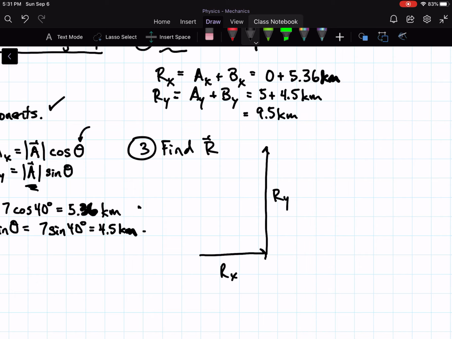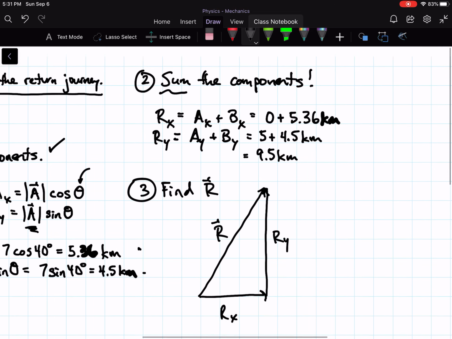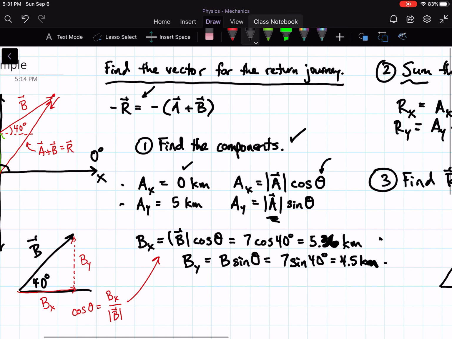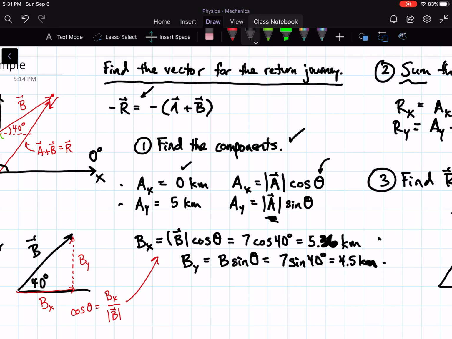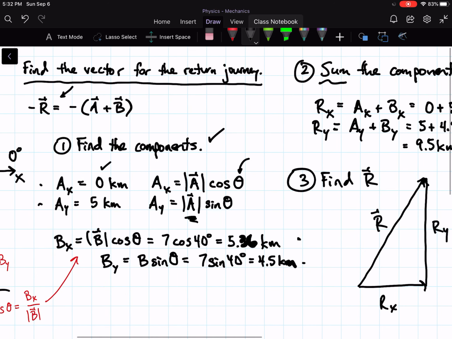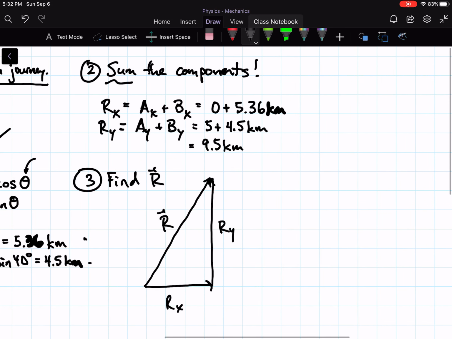And so the hypotenuse of this, right, if we have the x component and the y component, those are the adjacent and opposite sides of a right triangle, whose hypotenuse is R, which remember is just the sum of A and B, and we're going to take the opposite of it, the negative of it, to find that vector for the return journey.